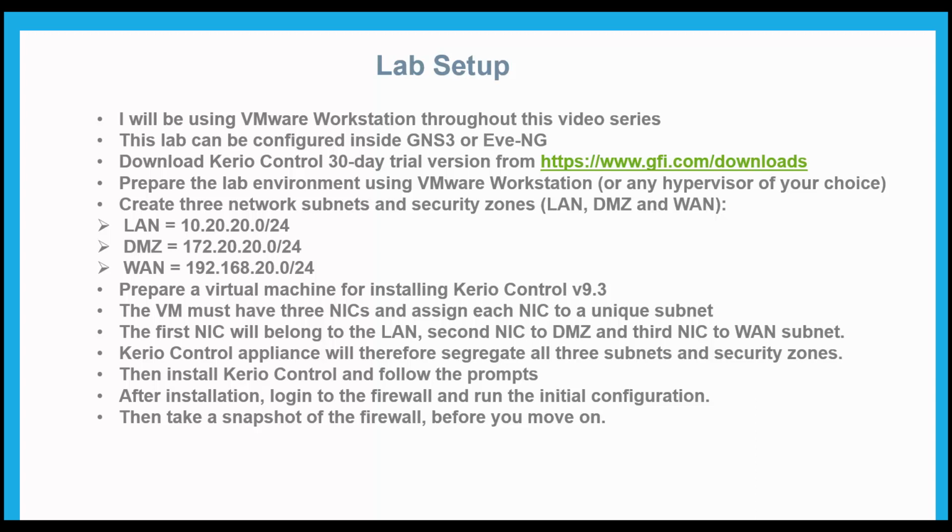So on our VMware Workstation console, I'll remove existing network interface cards and create new interface cards. The first one will be our local area network with that subnet. The second one will be our DMZ, and finally our wide area network with the respective subnet. So our firewall, which is the Kerio Control, will have 3 network interface cards, each card attached to each unique subnet, thereby allowing the firewall to segregate all 3 networks.